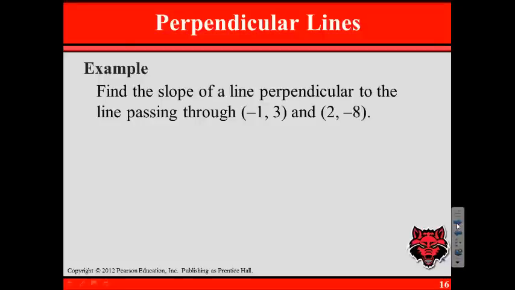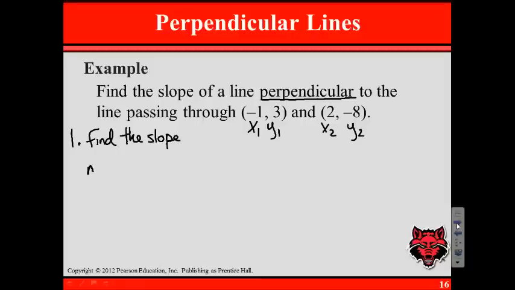Let's find the slope of a line perpendicular to the line passing through -1, 3 and 2, -8. So we see perpendicular. Well, it doesn't matter what word we have. The first step is to find the slope using the information that was given. In this case, we had 2 points. So to find the slope, we go through the process of labeling x1, y1, x2, y2. We then write the slope formula. M equals y2 minus y1 over x2 minus x1. Since we've already labeled, we plug in.